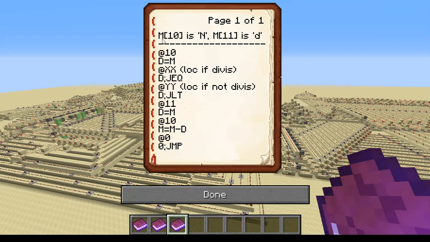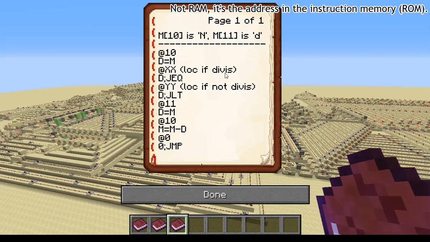For this example, memory location 10, so address 10 in RAM, is N, which in our example is 5. And then memory location 11 is D, which is 3. So we're checking if N is divisible by D. Alright, so we use a data instruction to load the value 10, so we can address the right area of memory. We set the D register equal to M, which location in RAM? Well, it's 10, M10. So right now D is equal to 5. Now we're going to load the address that we want to jump to in RAM if it's divisible. So we're going to jump way forward in the instruction memory if it's divisible.